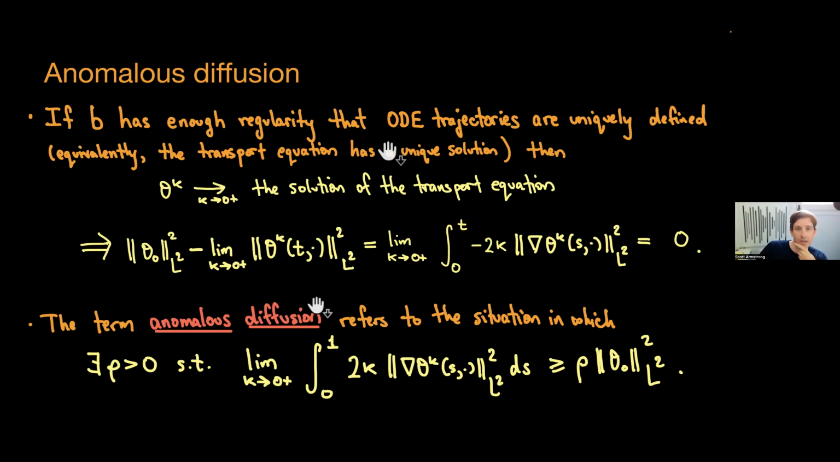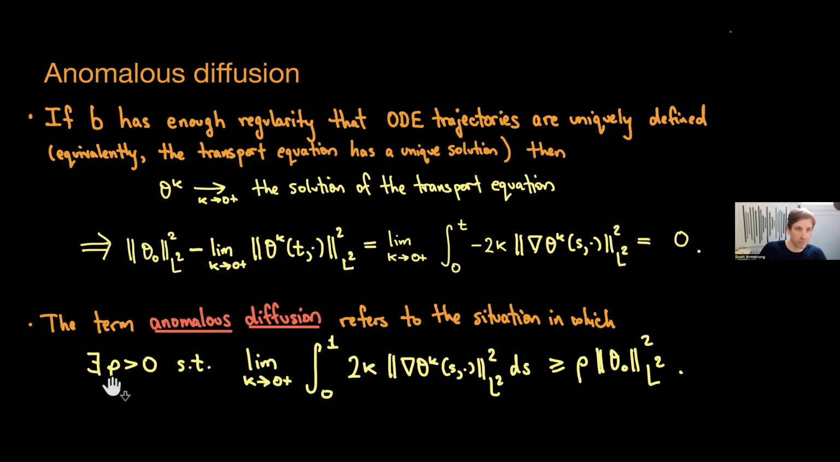So yeah, if B has enough regularity, the ODE trajectories are uniquely defined, and therefore you would expect the scalar as kappa goes to 0 to converge to a solution of the transport equation, which, if the ODE trajectories are uniquely defined, is unique, and therefore the whole sequence should converge to this unique solution. And this solution preserves LP norms, and so therefore you expect that the dissipation of the scalar variance goes to 0. And this is the case. This is what it would mean to not have anomalous diffusion. Okay, so anomalous diffusion refers to the situation in which that does not happen.